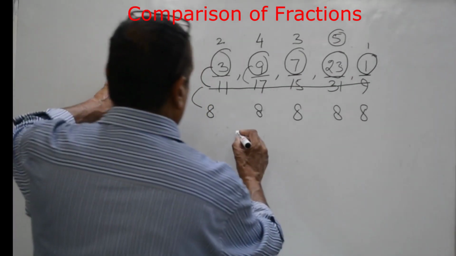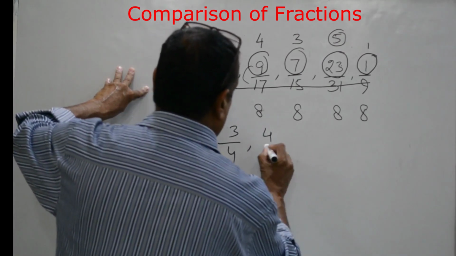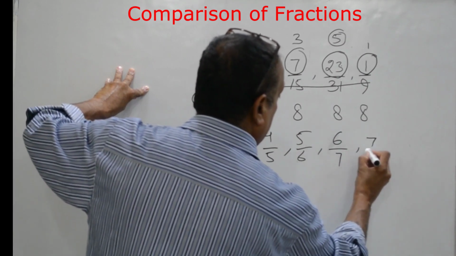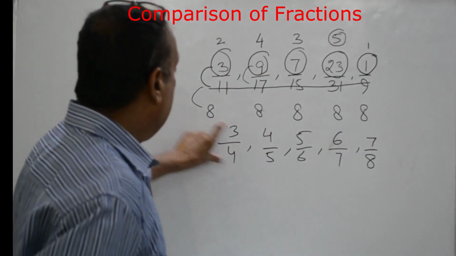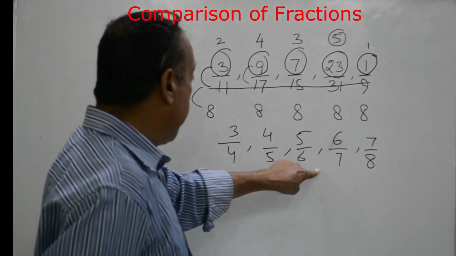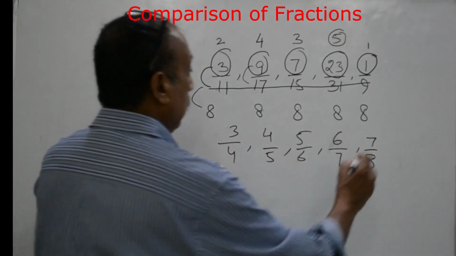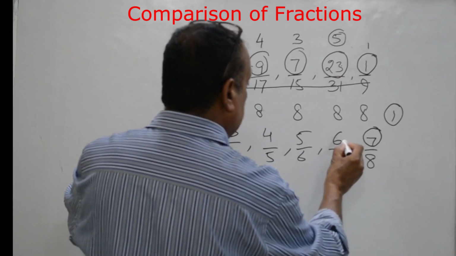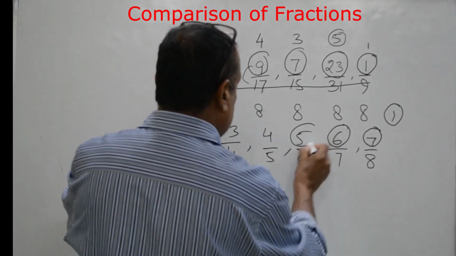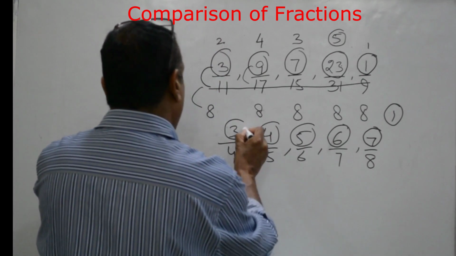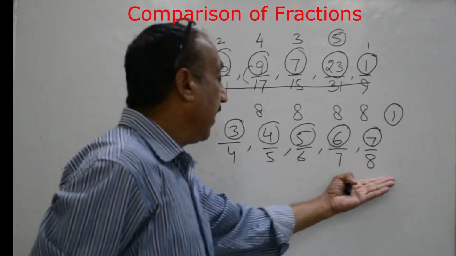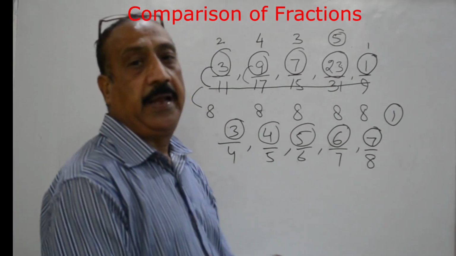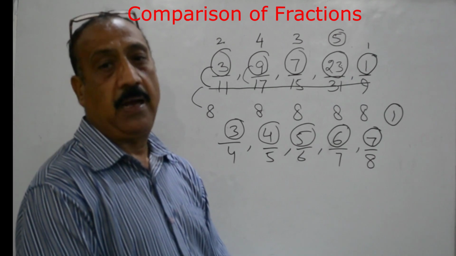Now see, 3 over 4, 4 over 5, 5 over 6, 6 over 7, 7 over 8. In all these cases, the difference of numerator and denominator is 1. So here 7 over 8 is the biggest, this is the next, this is the next, this is the next, and 3 over 4 is the smallest fraction in this case. So many times this technique is very helpful in making the comparison.